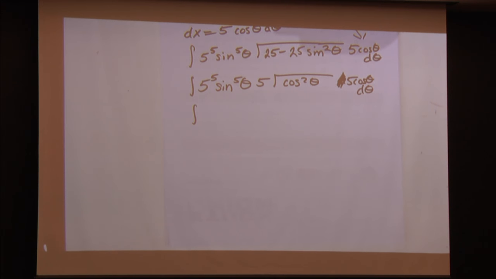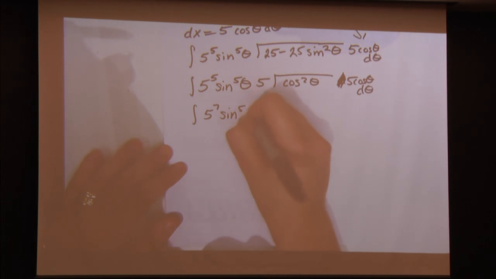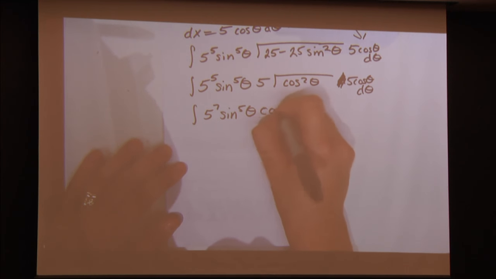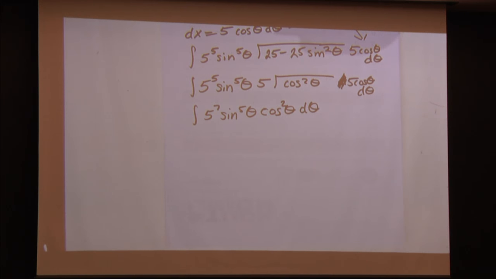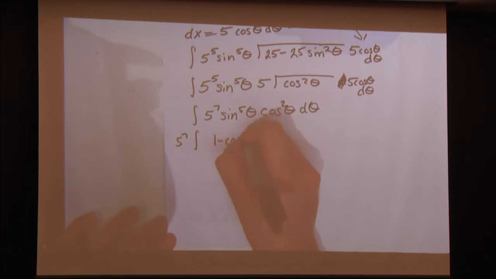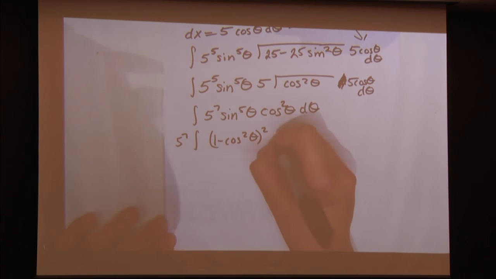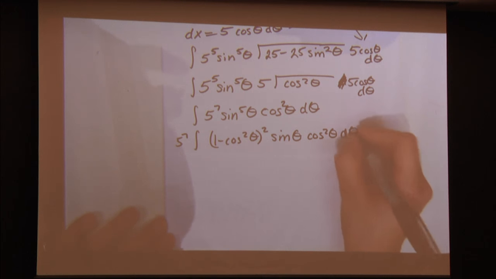Okay, so we have 7 5s, sine to the 5th, cosine theta squared d theta. Okay, same thing as before. We have 1 minus cosine squared theta squared, sine theta, cosine squared theta d theta.